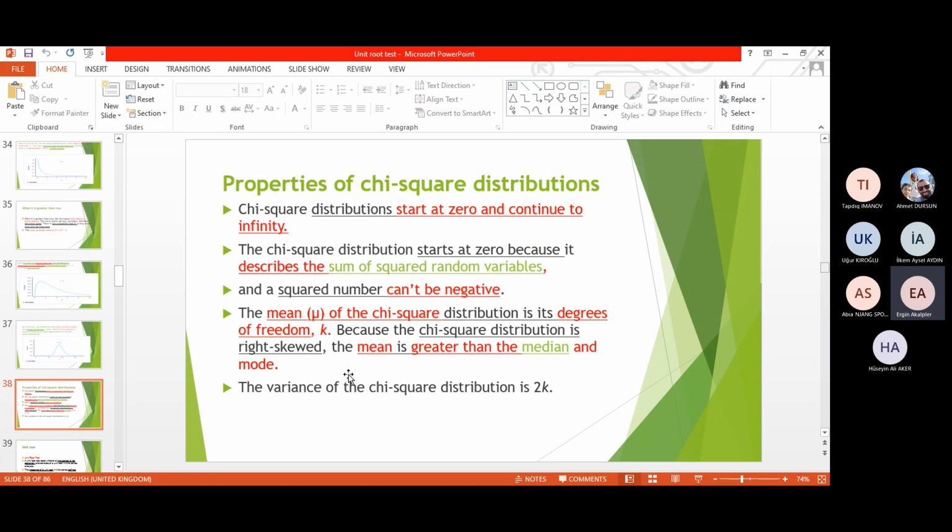The properties of the chi-square distribution. The chi-square distribution starts at 0 and continues to infinity. It starts at 0 because it describes the sum of squared random variables, and a squared number cannot be negative. The mean, or so-called mu, of the chi-square distribution is the degrees of freedom, and the chi-square distribution is right skewed, and the mean is greater than the median and the mode. The variance of the chi-square distribution is 2k.